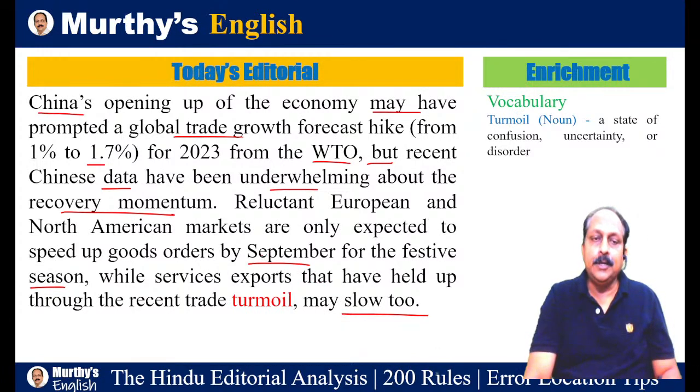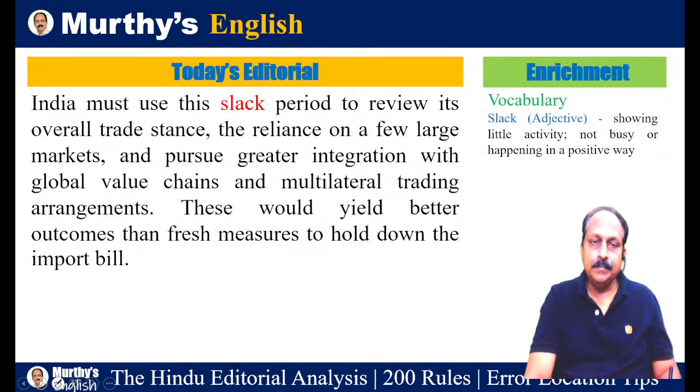One, it talks about speed up. Reluctant European and North American markets are only expected to speed up goods orders by September for the festive season, while services exports that have held up through the recent trade turmoil may slow too. So turmoil, a state of confusion.